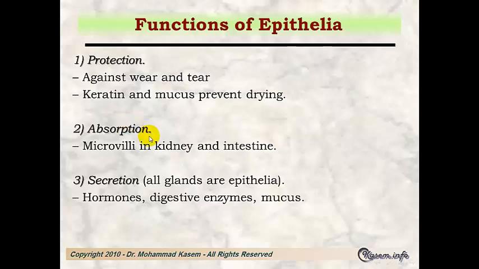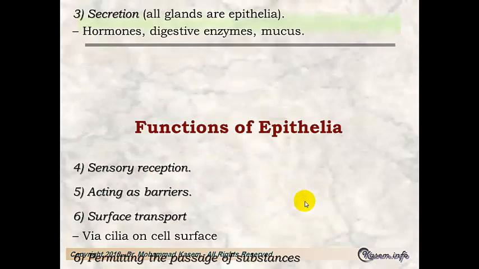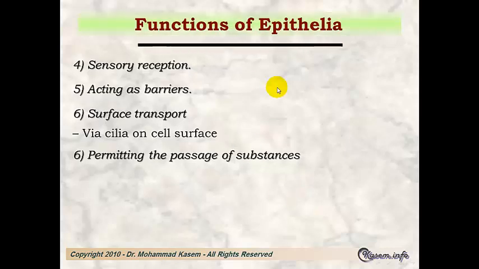It also performs absorption. It absorbs things like that of the intestine. It also performs secretion, like all glandular epithelia. It secretes hormones or digestive enzymes or mucus. The epithelium also has some sensory functions, particularly in the skin. It also acts like a barrier that guards against cold, and a chemical barrier as well in the skin.